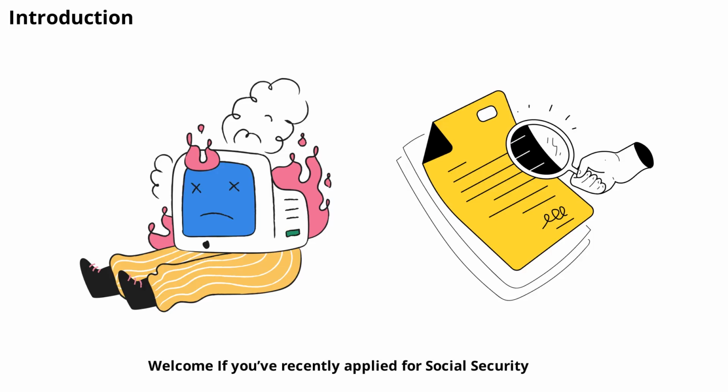Welcome! If you've recently applied for Social Security Disability Insurance, SSDI, or Supplemental Security Income, SSI, you're probably eager to know the status of your application. The good news is, you don't have to wait for a letter in the mail or spend hours on hold. Today, we'll walk you through how to check your SSDI or SSI application status online, step by step. This guide will help you stay informed and reduce the stress of waiting.